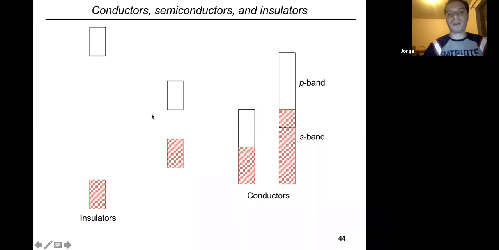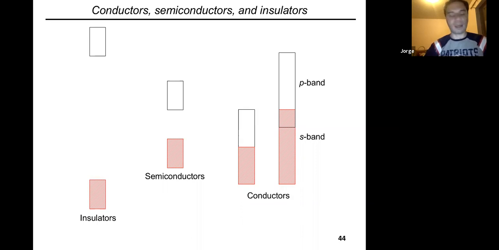Well, this kind of material is an intermediate between conductor and insulator. That's called semiconductor. Okay. So we can rationalize conductors, semiconductors, and insulators as a function of the band gap of the material. Conductors have a very small or zero band gap. Semiconductors have an intermediate value of the energy for the band gap, and insulators have a very high band gap energy.